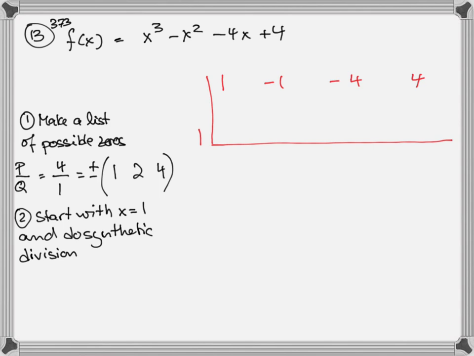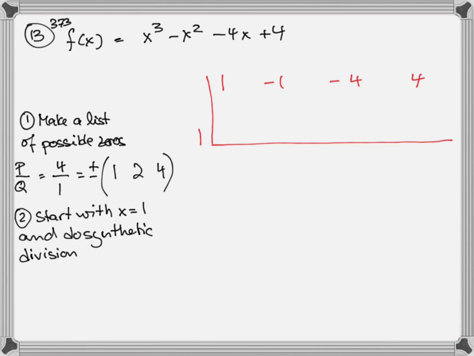And we're going to start with 1. You can only do one at a time. So we're going to start with 1, and if the remainder is 0, then we don't have to go through the other ones, because we already found one there. So we're starting with 1. If 1 doesn't work, we have to go to negative 1, but not all at the same time. Okay, so bring down the 1.